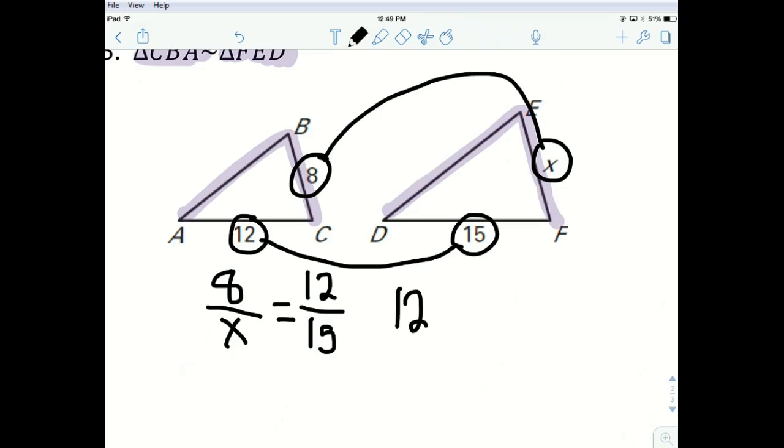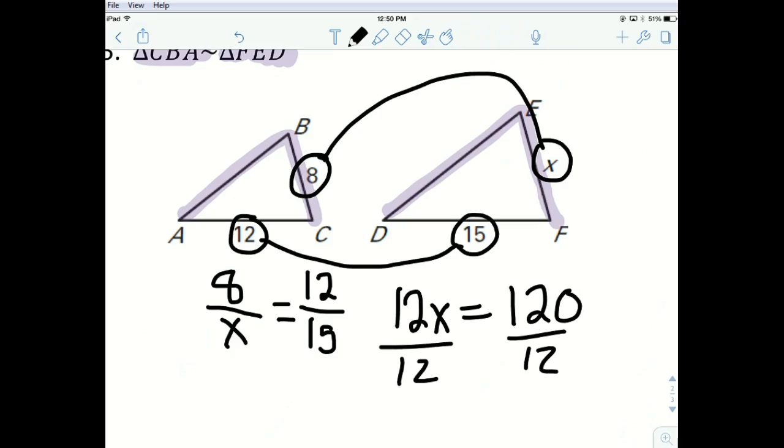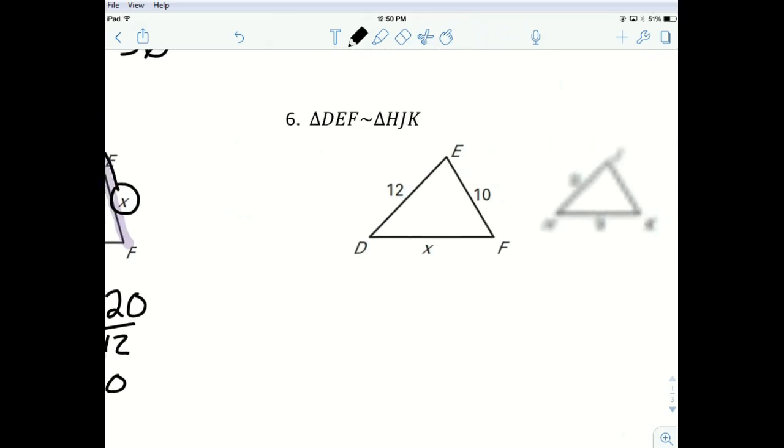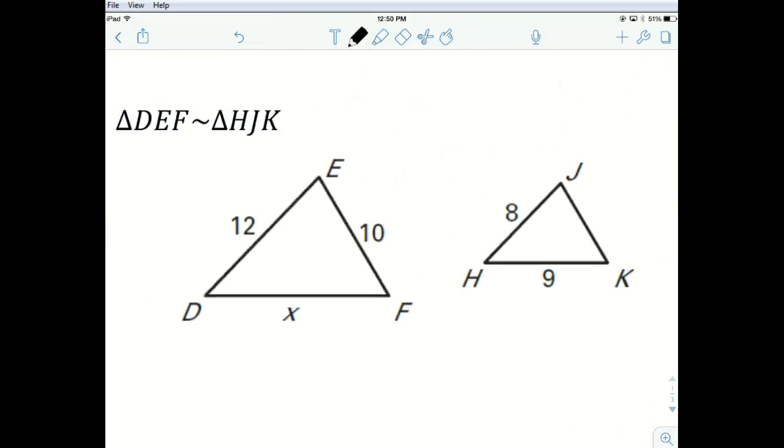Cross multiply. 12 times x is equal to 8 times 15 is 120. Divide both sides by 12, and x equals 10. Don't assume that the triangles are written the same way. You really got to do this double check to make sure you match them up correctly. All right, let's go to our last one here.